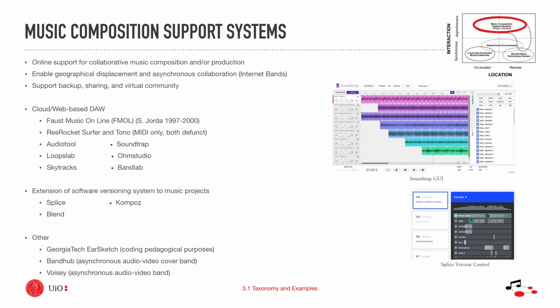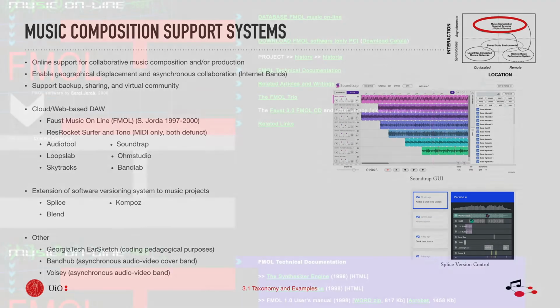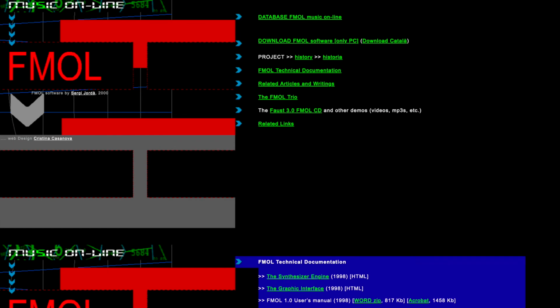Some of them are based on a sort of cloud or web-based digital audio workstation, so you're not using your favorite DAW, but a DAW that exists within your browser. Probably one of the earliest proposed systems was FMOL, Fast Music Online, by Sergi Jorda in 1997. The project was discontinued in 2000, but the website is still available, so you can still have a look at it. And probably in 2020, this kind of interface looks a little bit vintage.